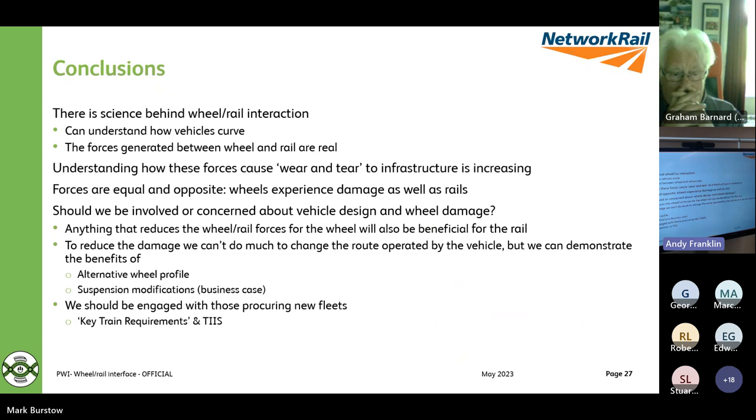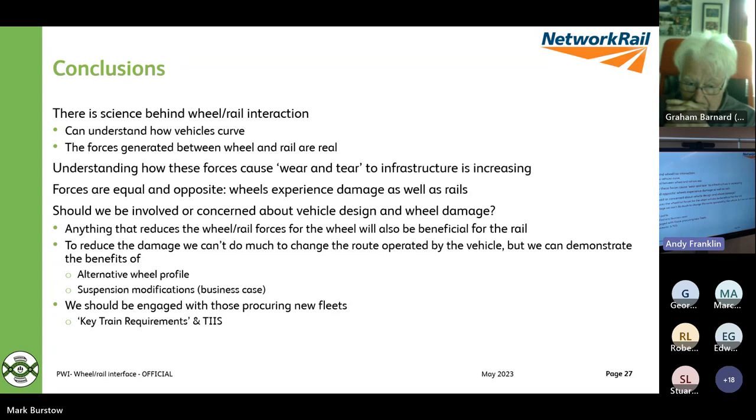So yes, we should be engaging with train operators and doing what we can to influence vehicle design and try and make things better. Point them in the right direction for alternative wheel profiles and suspension modifications and help them out with business cases. And we should also be engaged with those procuring new fleets. It's really good to get involved with problems before they happen, rather than trying to firefight afterwards. Much easier to change the drawing, so we can describe it.